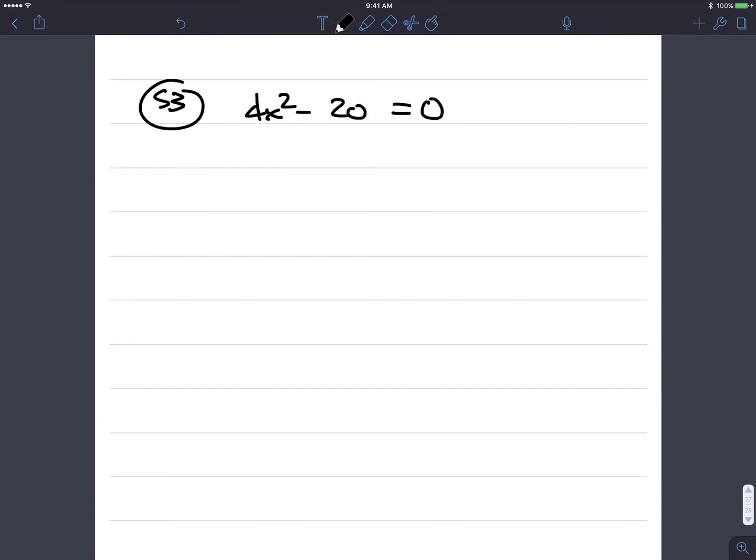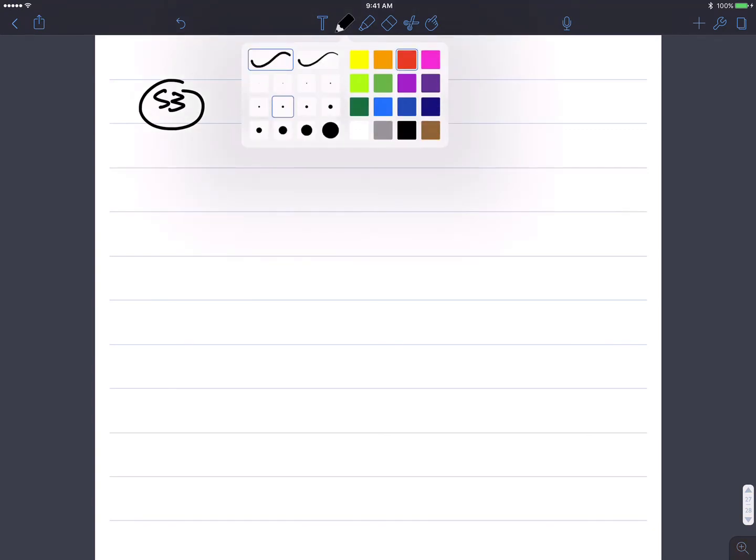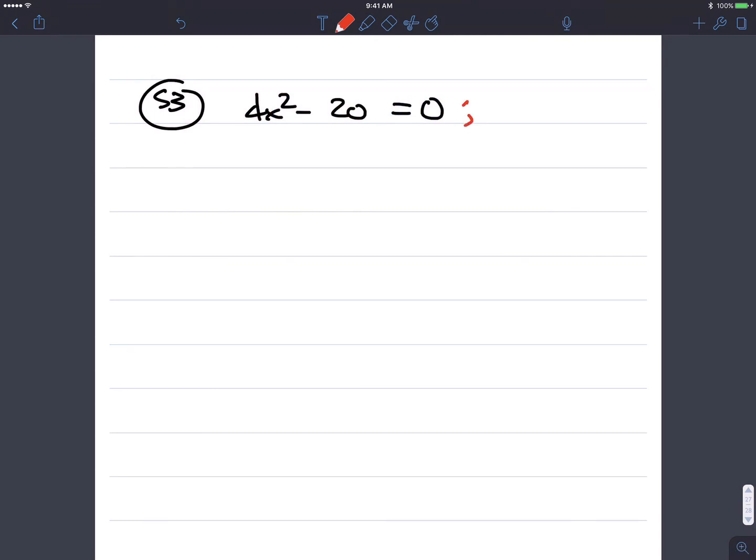We get 4x squared minus 20 is 0. Now we have to solve for x squared, because we can't use the square root formula the way this is written. Solve for x squared. So we're going to get this x squared here by itself, and we do that by adding 20 to both sides.